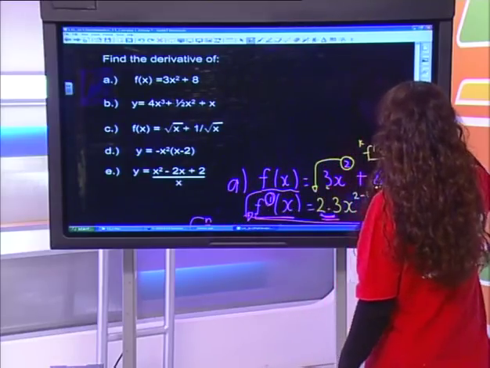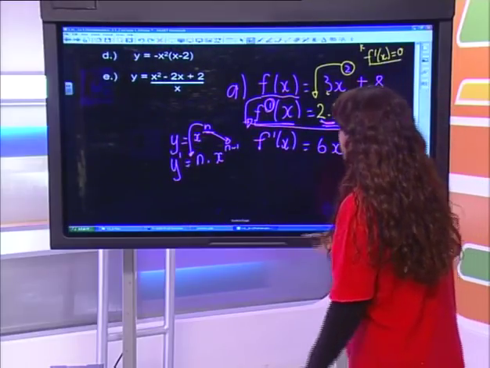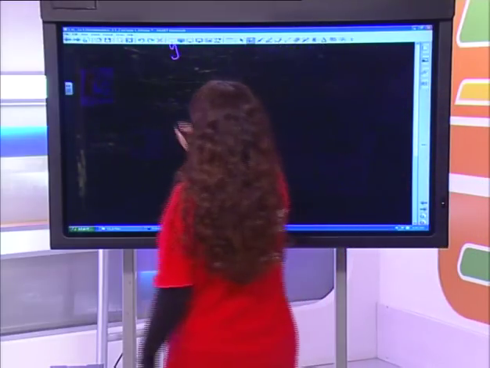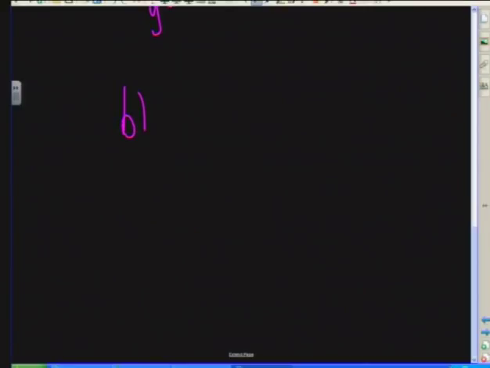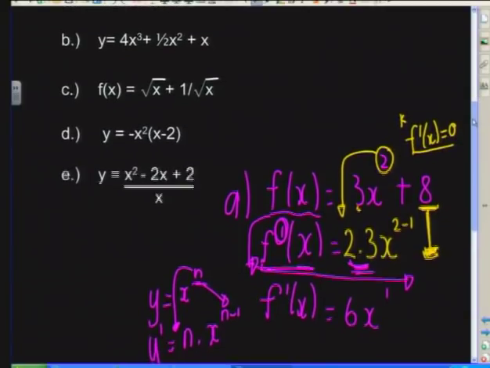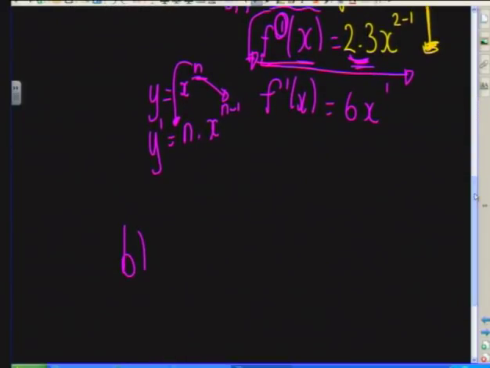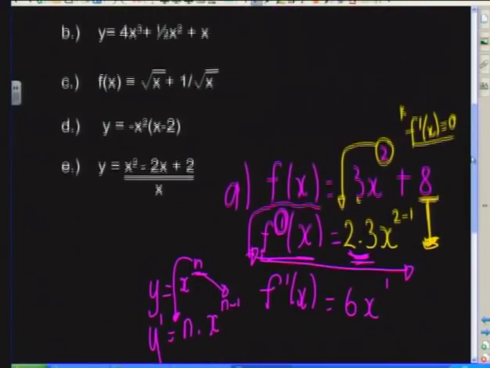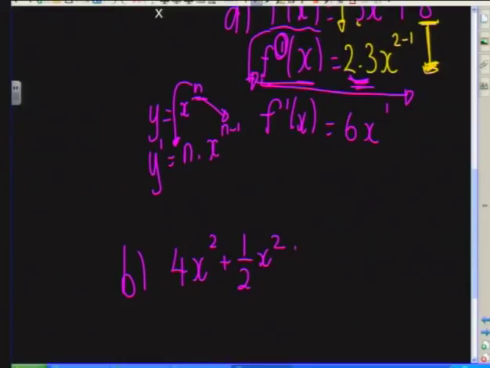This is example B. I'm going to have to just call that back up because I cannot see it. So we've got 4x cubed plus a half x squared plus x. And this was f of x.